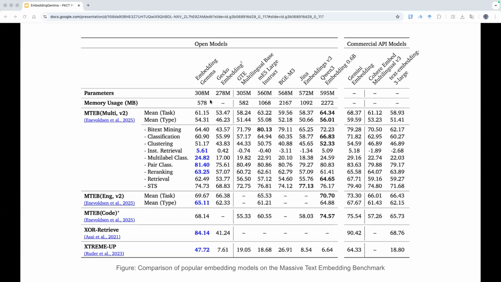Basically, these first two models are less than 500 million parameter models, compared against 500 million parameter models, and then closed source models. This is what is regularly used by everybody, text embedding 3 large, and compared against Gemini. The performance is comparable to models almost 2x the size.